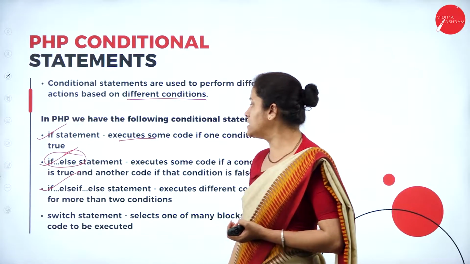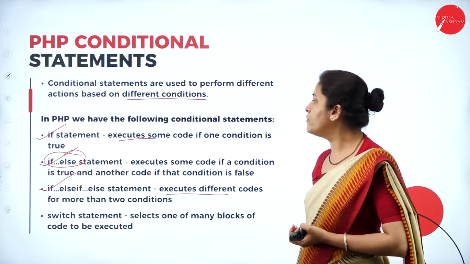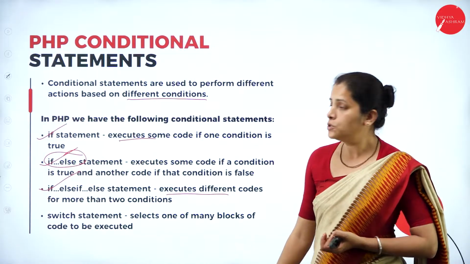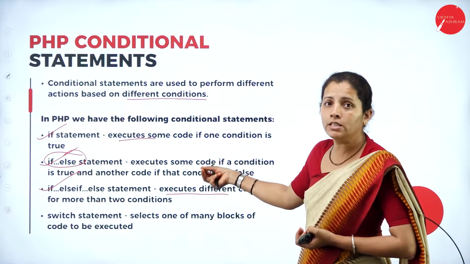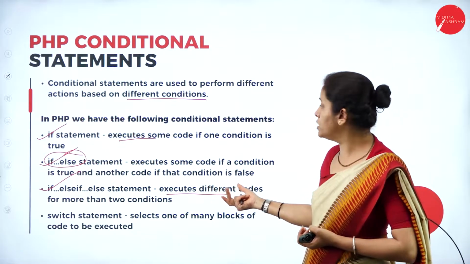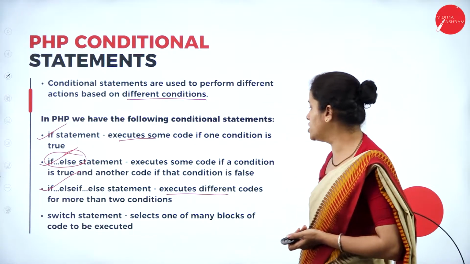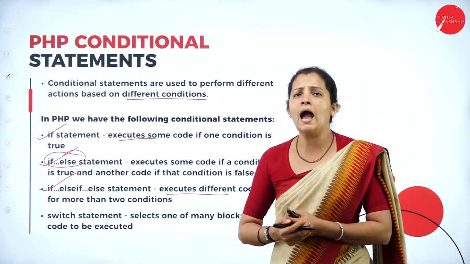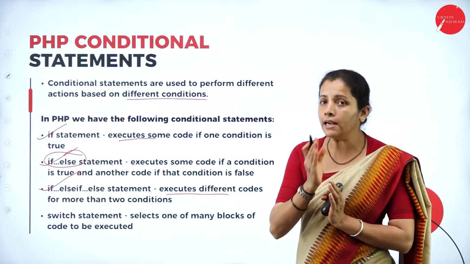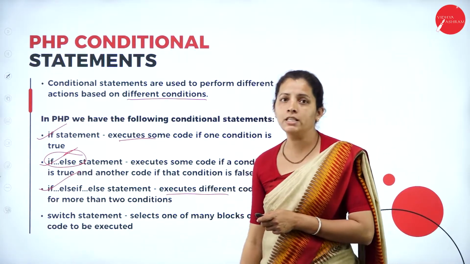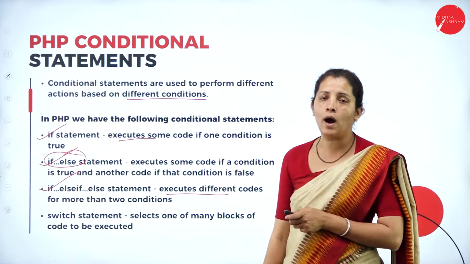And what about if else if? See here, it executes different code for more than two conditions. So in this one, I'm going to write more than two conditions. So it is called multi-way branching. And at the end, I'm going to have the switch statement. There are certain times I have many options, but I want to select only one option at a time. In that situation, I'll go with the switch statement. Anyway, dear students, let's discuss these topics one by one.